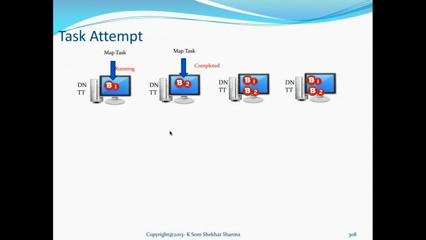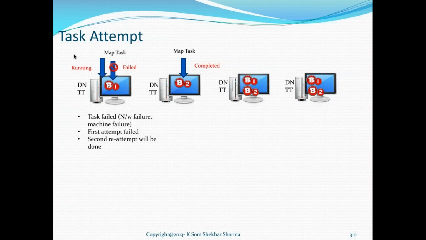Now one of the tasks is completed, so you can think this paper is your mathematics, which is easier, and it has been completed. And this is electronic devices, and it is running, and it has failed for some reason. A task can fail because of network failure or machine failure. The first attempt has failed on this machine, then the second reattempt is done on the same machine, and again it has failed. The third reattempt is done, and again it has failed.